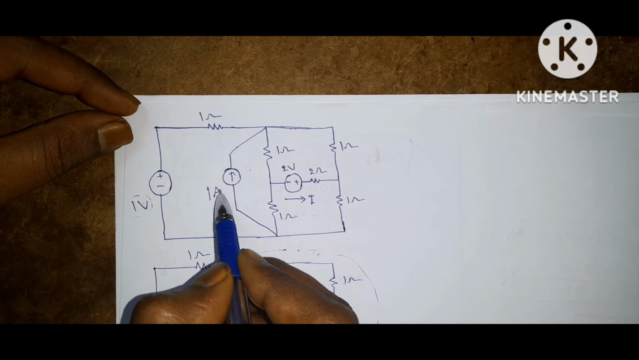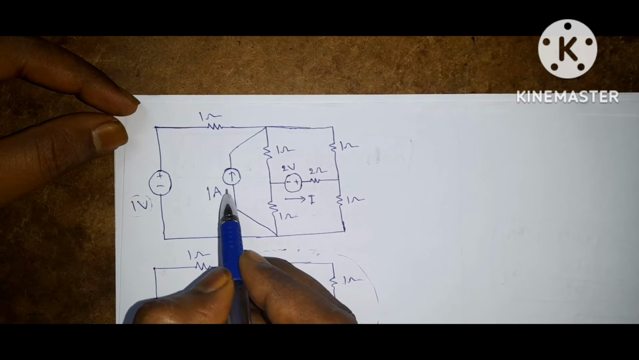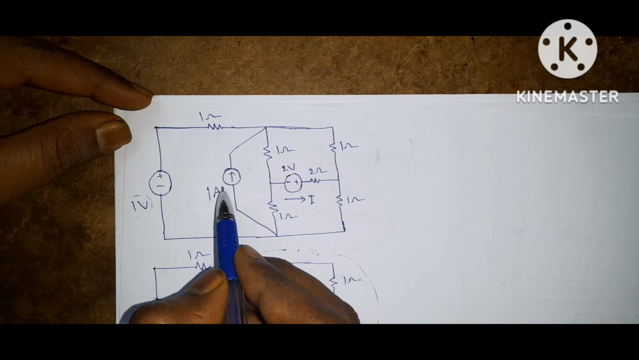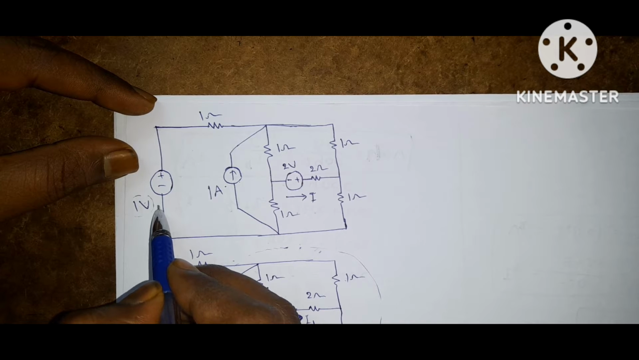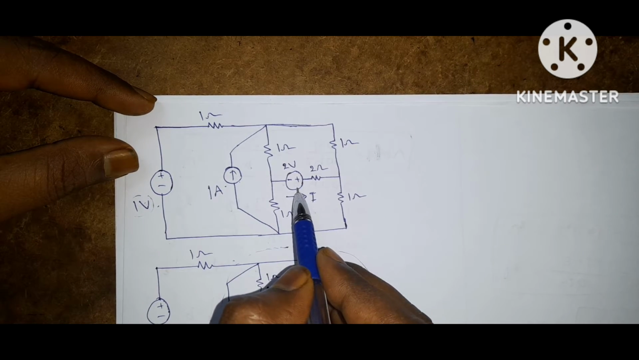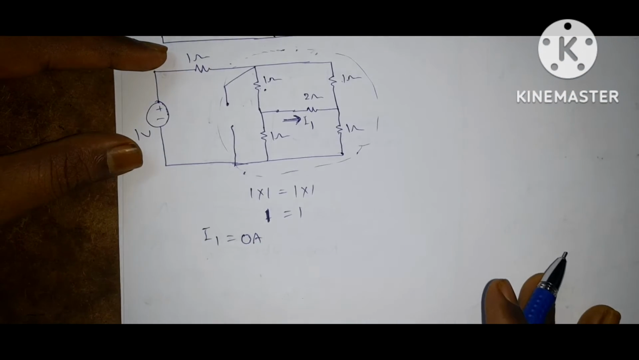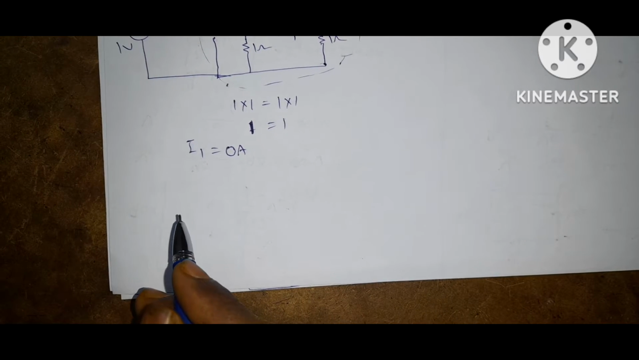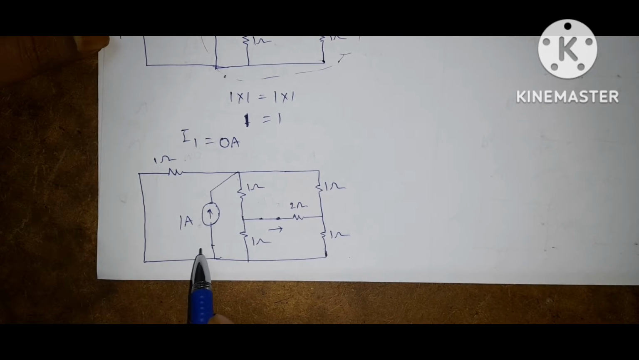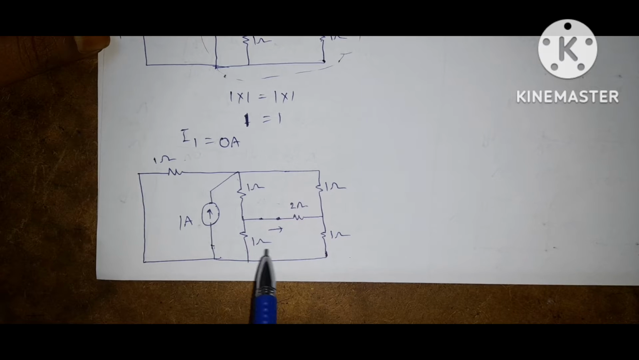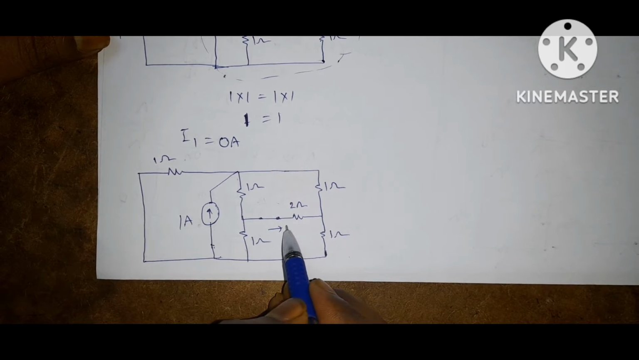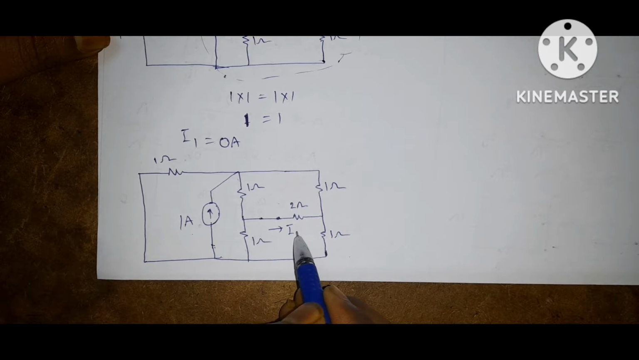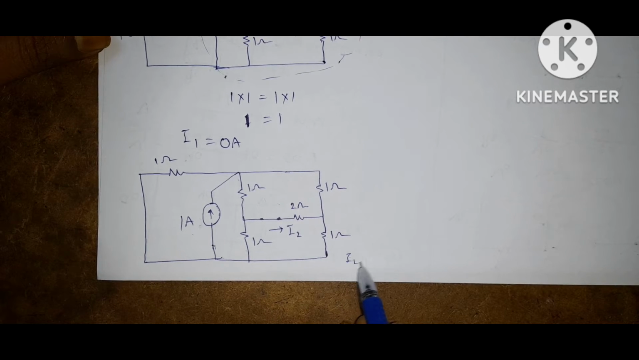Now I am considering the 1 ampere source. If the 1 ampere source is acting alone, the 1 volt source is replaced with a short circuit and the 2 volt source is replaced with a short circuit. Then the circuit becomes like this. If you observe this circuit, here also the bridge is balanced, so the current due to the 1 ampere source, let it be I2, so I2 is 0.